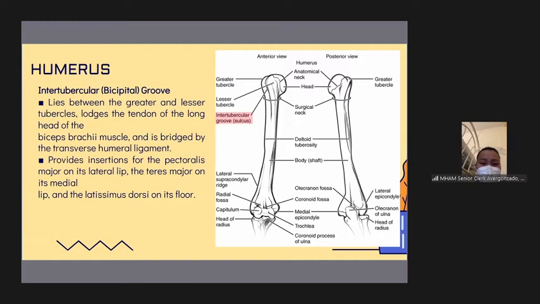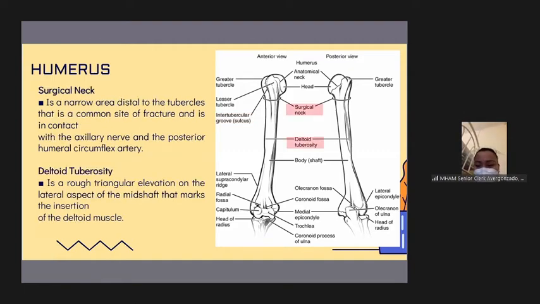Your intertubercular groove, or your bicipital groove, lies between the greater and your lesser tubercles, and it lodges the tendon of the long head of the biceps brachii muscle and is bridged by the transverse humeral ligament. And it provides an insertion for the pectoralis major on its lateral lip, the teres major on its medial lip, and the latissimus dorsi on the floor. Next slide, please.